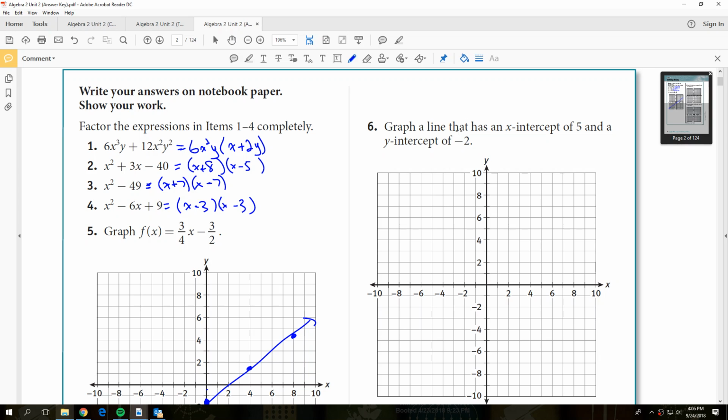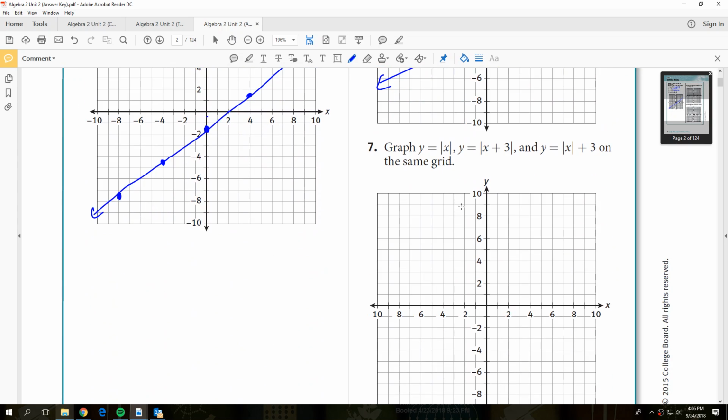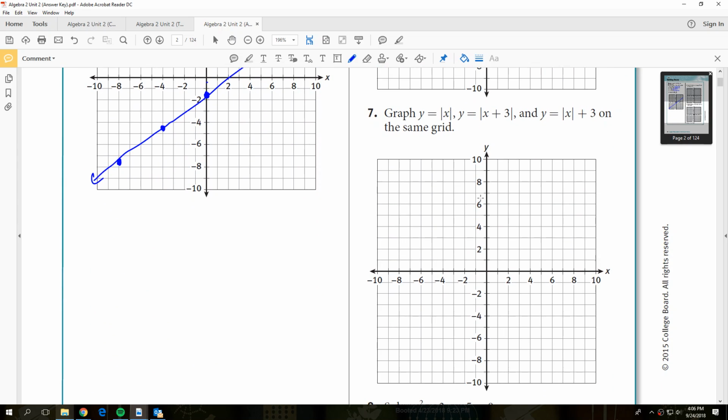Anyway, okay. So graph a line that has an x-intercept, so where it crosses the x-axis, at 5. This really should be a point, 5, comma 0. And a y-intercept of negative 2, which is where it crosses the y-axis. That should be 0, comma negative 2. Right here. And go ahead and draw your line. Okay, and there you go. That's it.